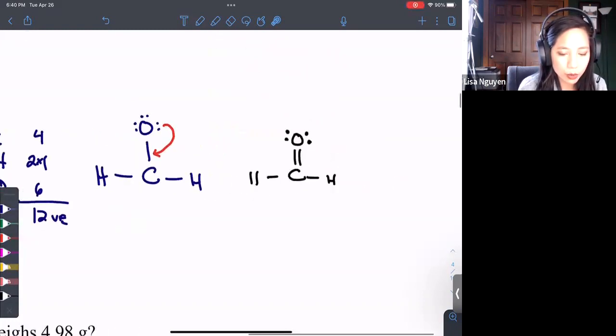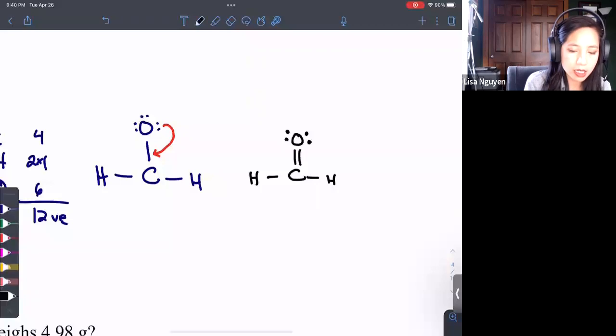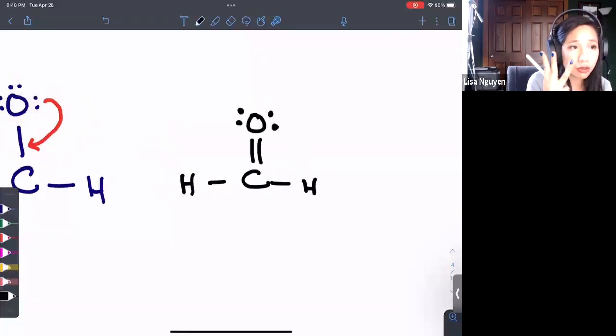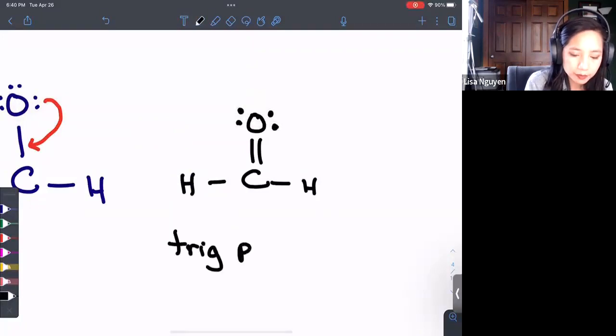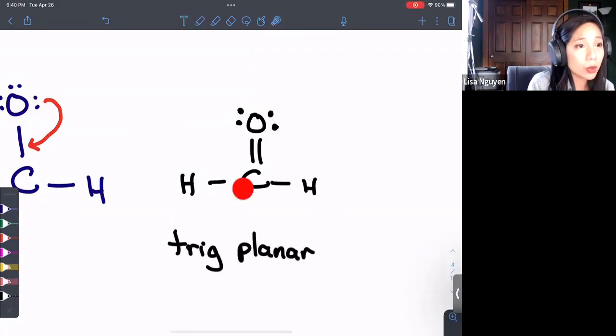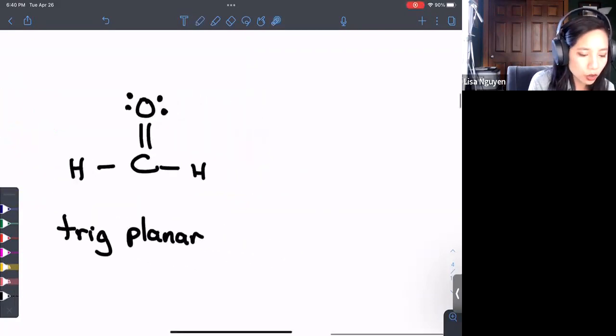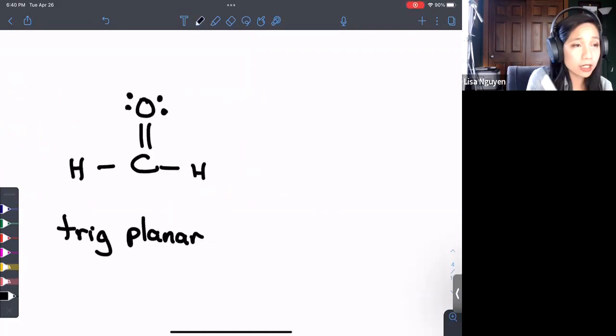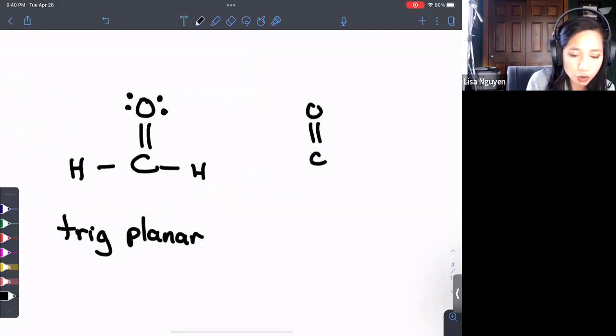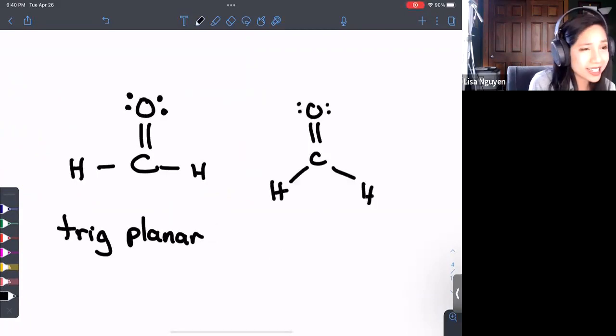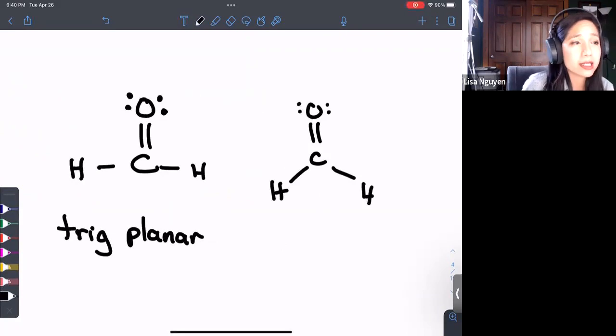And so we need to figure out, okay, what is the geometry? So there are 3 electron clouds. So this would be trigonal planar. I did not draw the Lewis structure of how it would actually look. This molecule would actually be trigonal planar, about 120 degrees from one another. If I wanted to draw the Lewis structure more correctly, it would actually look like this. And that's typically how we draw aldehydes.